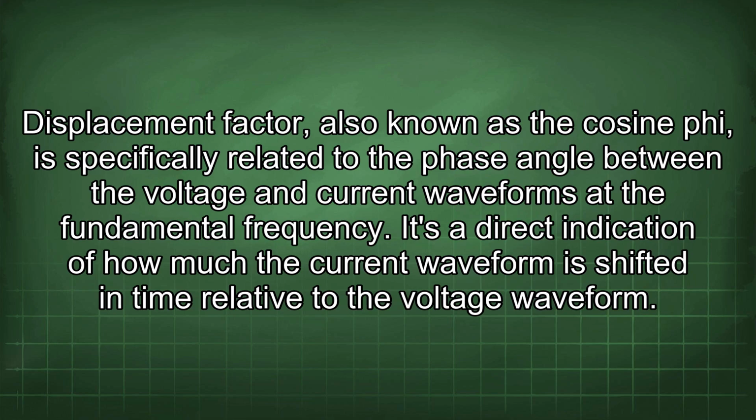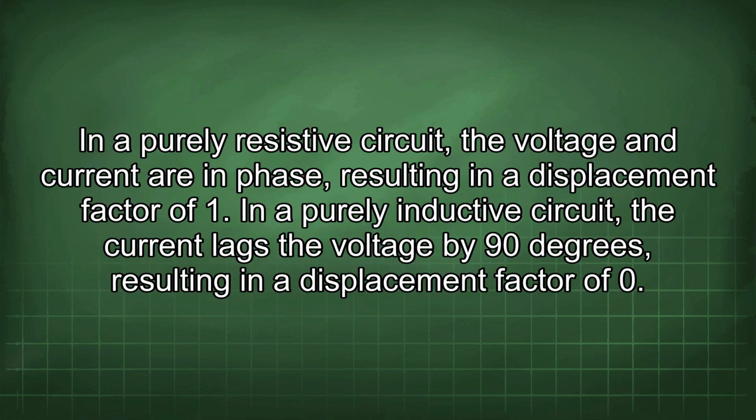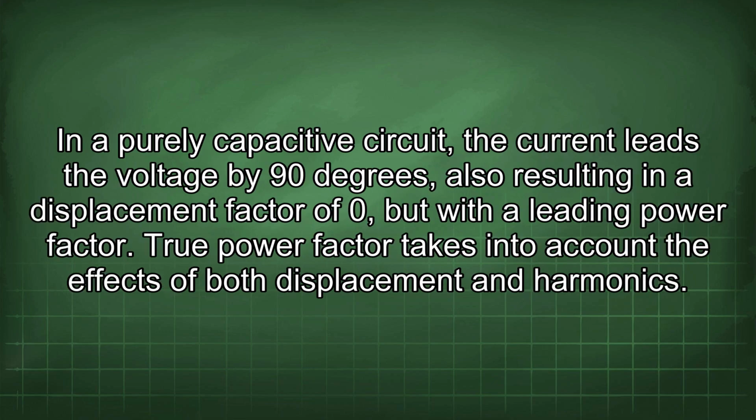It's a direct indication of how much the current waveform is shifted in time relative to the voltage waveform. In a purely resistive circuit, the voltage and current are in phase, resulting in a displacement factor of 1. In a purely inductive circuit, the current lags the voltage by 90 degrees, resulting in a displacement factor of 0. In a purely capacitive circuit, the current leads the voltage by 90 degrees, also resulting in a displacement factor of 0, but with a leading power factor.